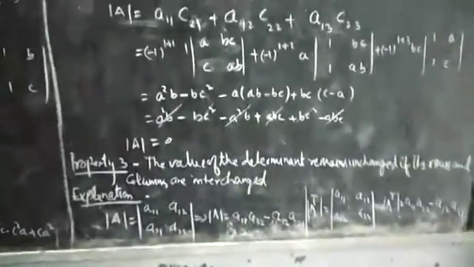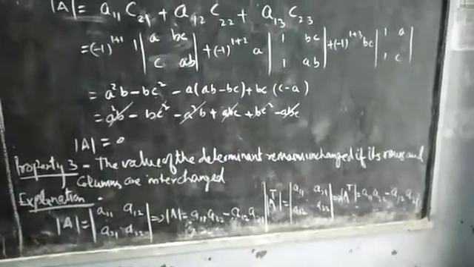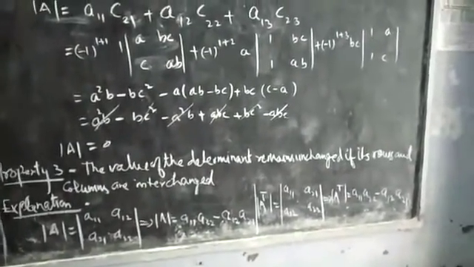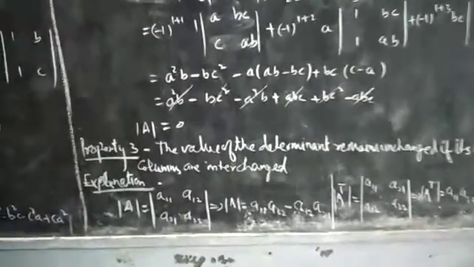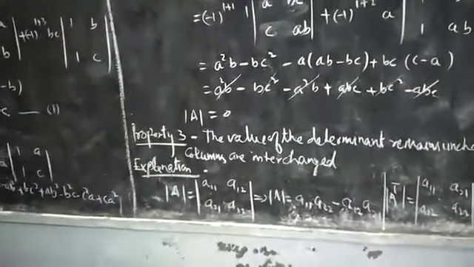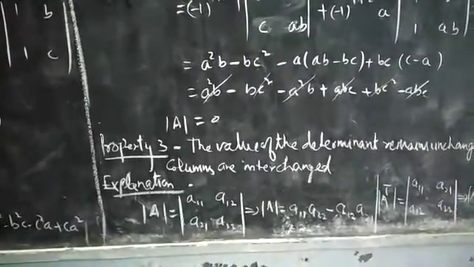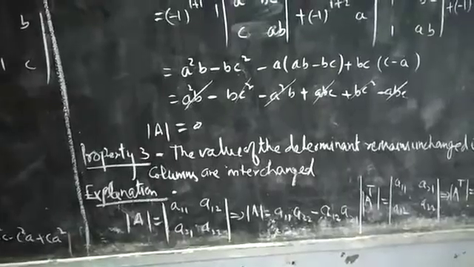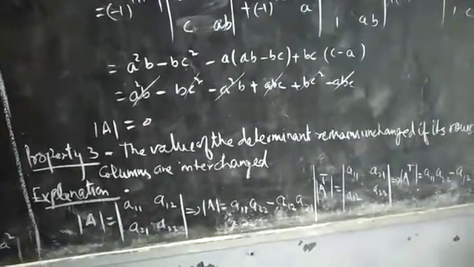The property third: the value of the determinant remains unchanged if its rows and columns are interchanged. See here the explanation. The determinant A is [a11, a12; a21, a22]. The value of determinant A is equal to a11 into a22 minus a12 a21.